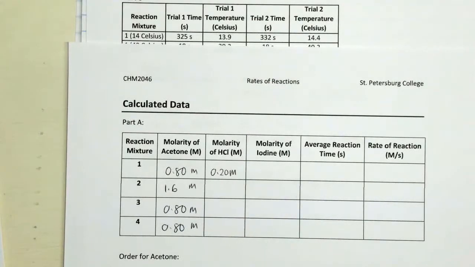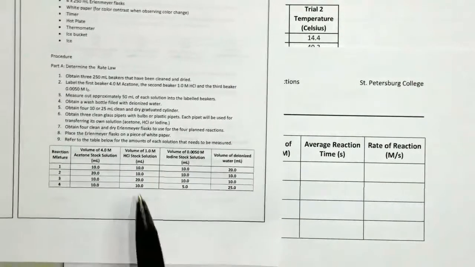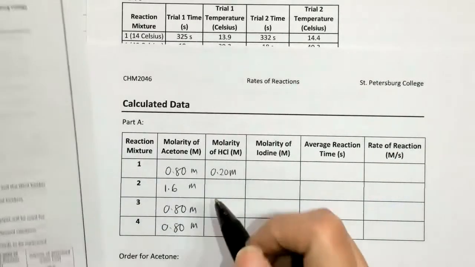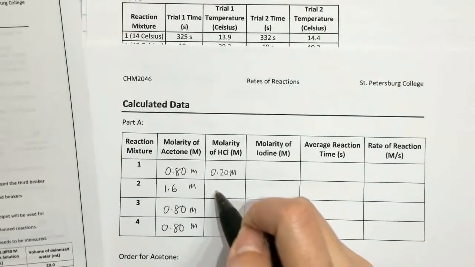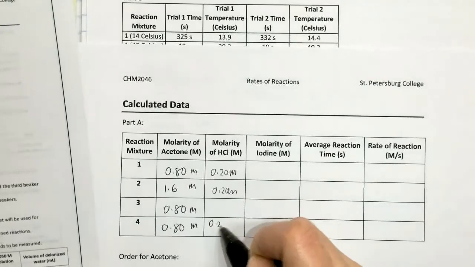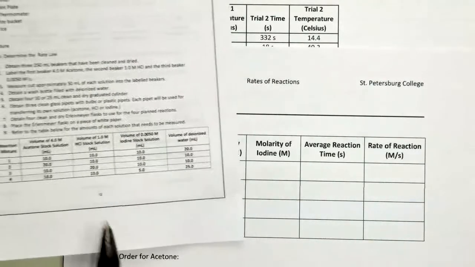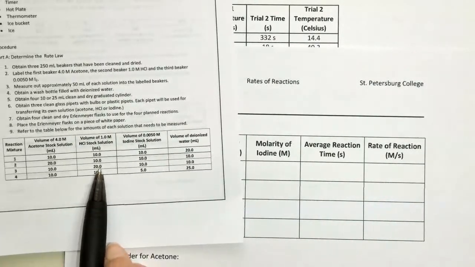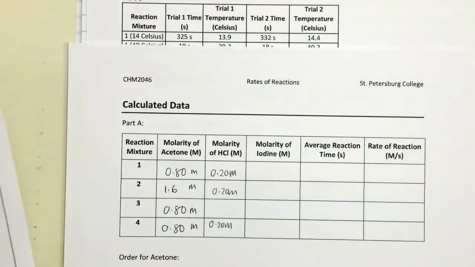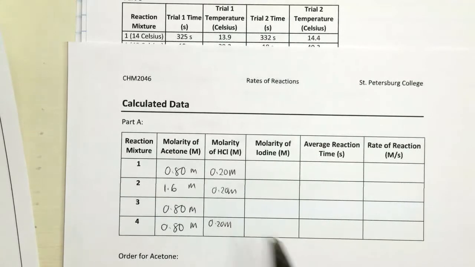Okay, so if you notice, I see that for HCl, reaction mixture 2 and 4 is the same as reaction mixture 1. So I'm going to go ahead and write that down too. So 2 is 0.2, 4 is 0.2 also. And then for the third one, you'll have to calculate that because that's a little different. It's just double of it. When you calculate it, you probably get the molarity just double here.